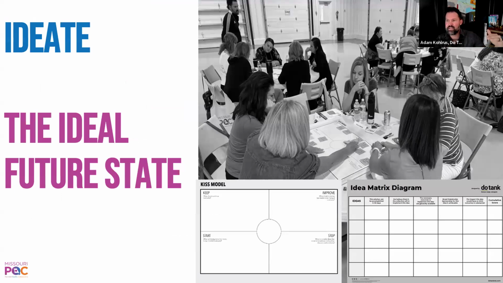We then started moving into that ideation space later in the day using the KISS model and the idea matrix. KISS model is a super simple one that you don't even need a canvas to do. It's that 4-action framework, 4 quadrants.